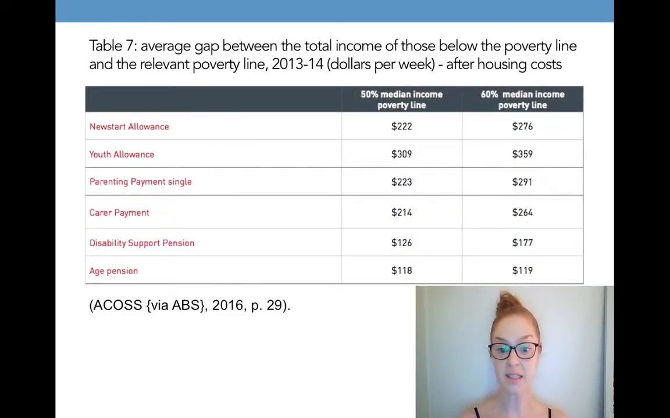Saunders's findings are still supported by the most recent 2006 poverty report conducted by the Australian Council of Social Services. Looking at Table 7, which has collated data for the fiscal year of 2013 to 2014, we can see that the gap between median income and the 50% poverty line measure is at $126. This further highlights that those with disabilities face entrenched poverty.